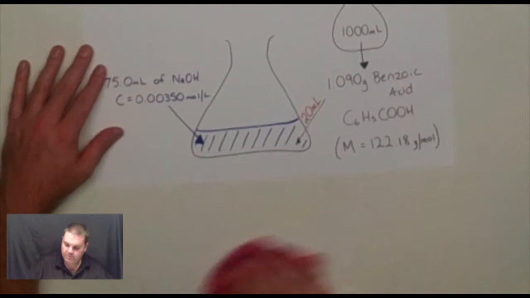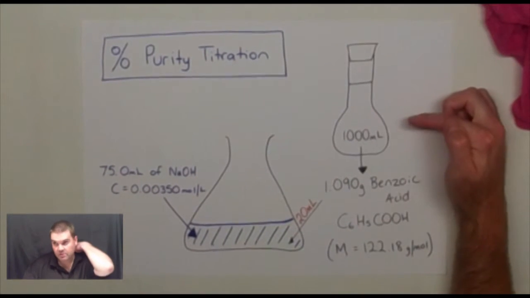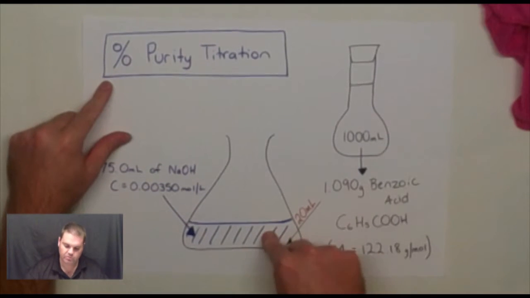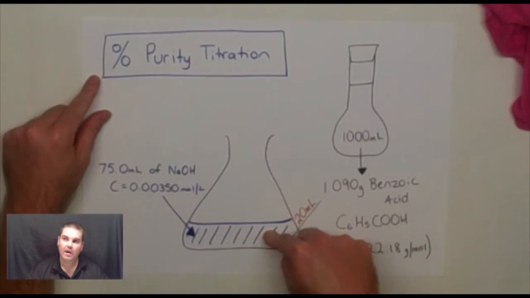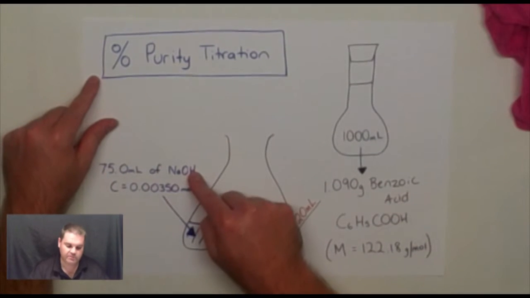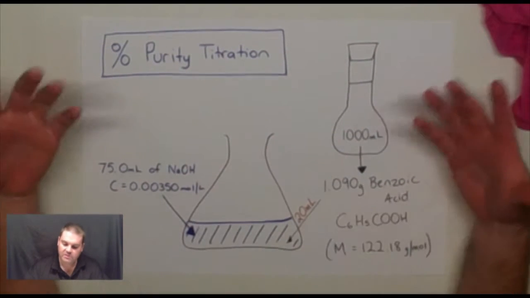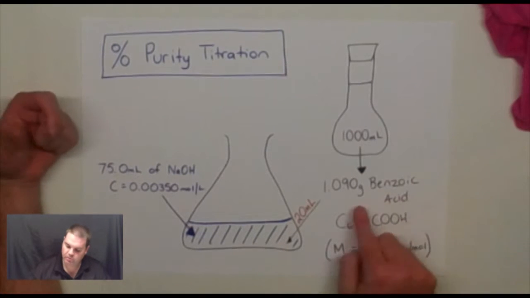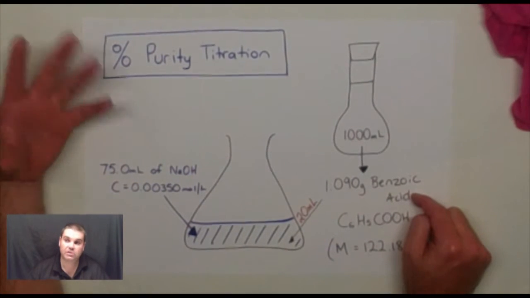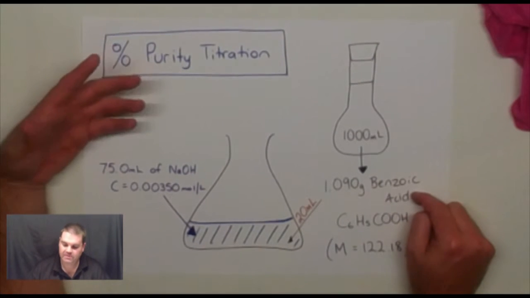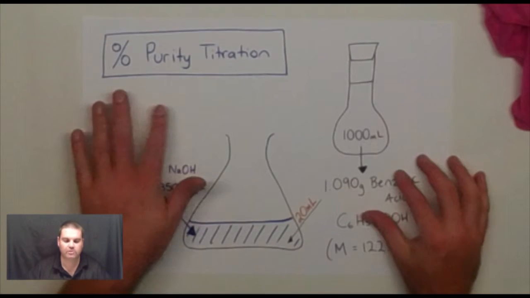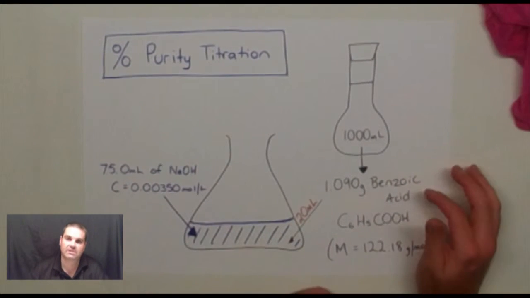Now what we do is we make up our standard solution, and then we take 20 mL of that into our conical flask. What we also do is add 75 mL of sodium hydroxide in there. Now the reason we do a titration like this is we assume that this benzoic acid is actually pure, and what we're trying to do is determine if this benzoic acid is all pure or if it's perhaps decomposed or reacted with something else as well. So we're actually trying to do a percentage purity titration in this case.